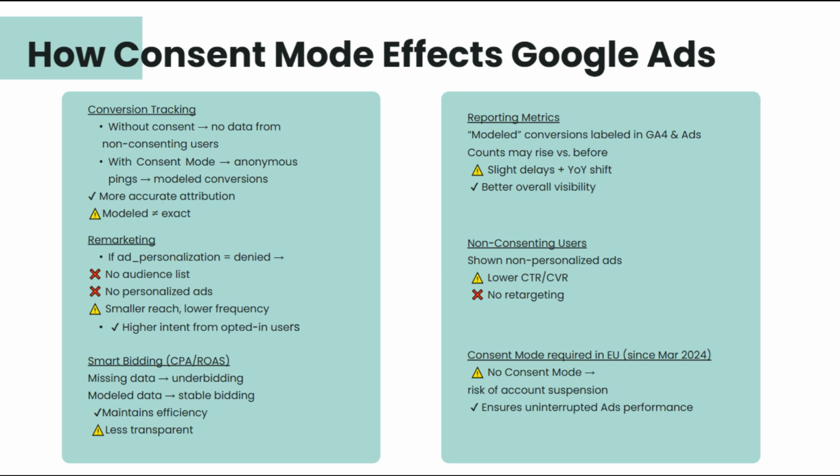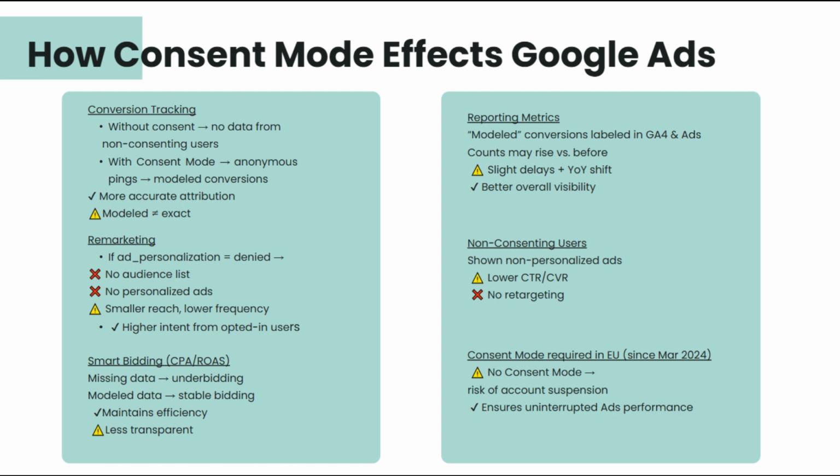Look at contextual targeting performance. If you can't rely as much on behavioral targeting for non-consenting users, maybe shift budgets to keyword and context targeting, which doesn't need personal data. Optimize your consent rate itself as an indirect campaign optimization.